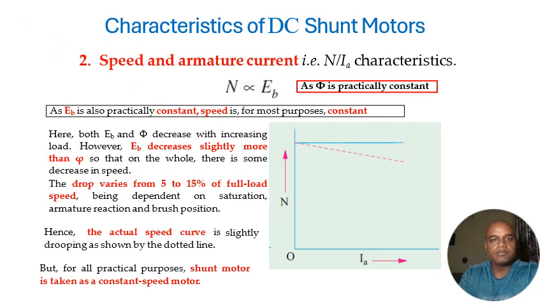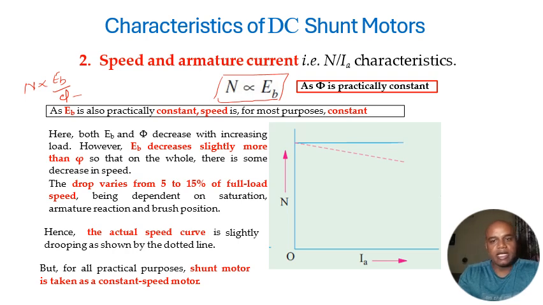Similarly, for the speed versus armature current, the speed is proportional to EB divided by phi. We have already established this relation, and we know that the flux is constant for the DC shunt motor, because the windings are placed in parallel. Therefore the speed is only proportional to the back EMF, and ideally the back EMF remains constant irrespective of the speed.